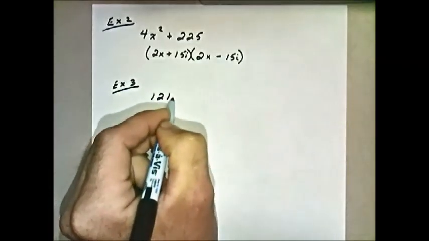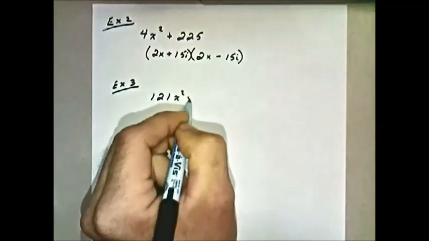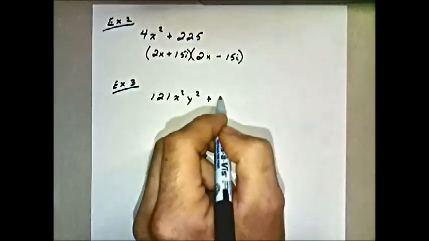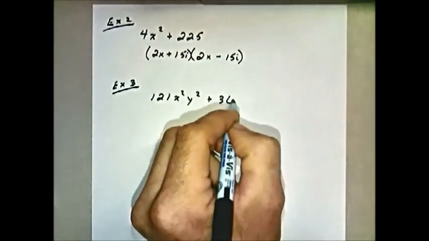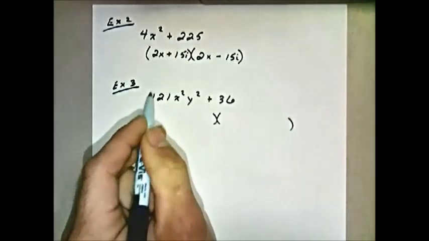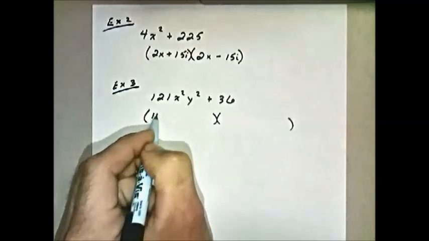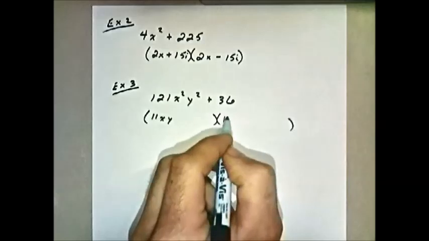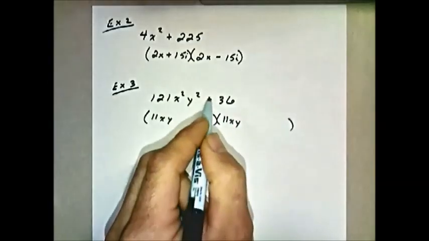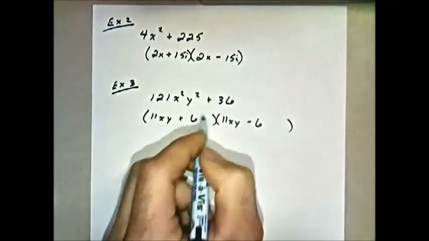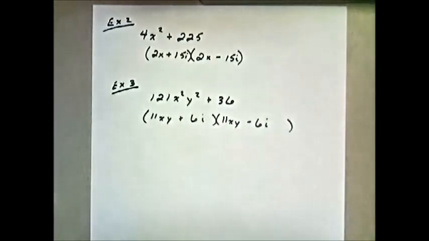And for good measure, let's do one more. Let's do 121 x squared, well, let's get crazy, y squared, plus 36. So again, we're going to have our two binomials. We're going to take 121, the square root is 11. Square root of x squared y squared is x and y. So we have 11xy in our second quantity. We have a plus 36, so we're going to have a plus 6 and a minus 6. And in order to get that positive in the end, we're going to have an i and an i. And there's the sum of perfect squares, factoring.